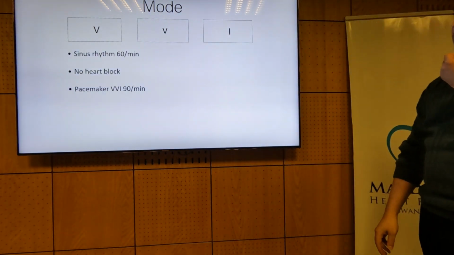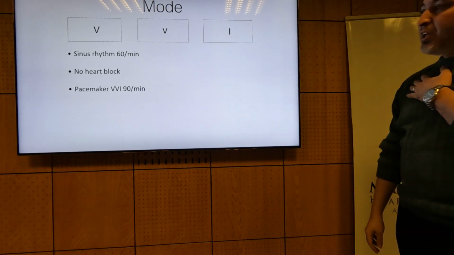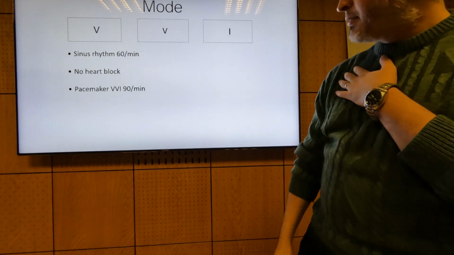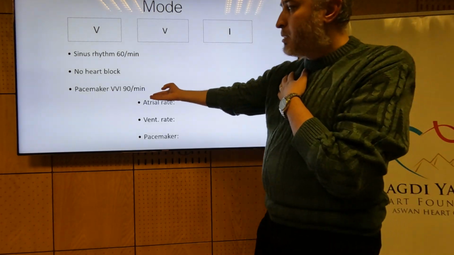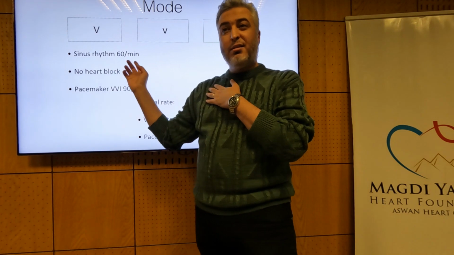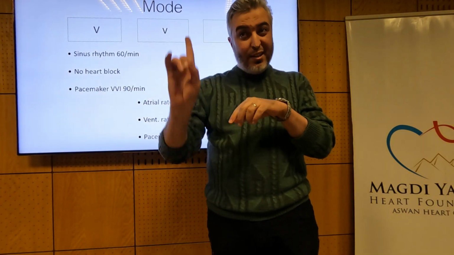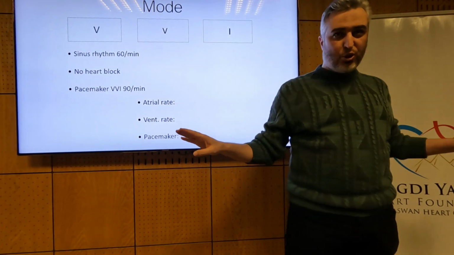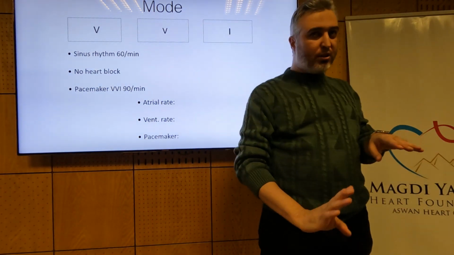Sinus 60, no heart block, VVI 90. What's the atrial rate? 60. We're pacing at 90. We're pacing with no electrogradation. One way. No electrogradation. So ventricular pacing cannot, in the normal situation, be conducted to the atrium.